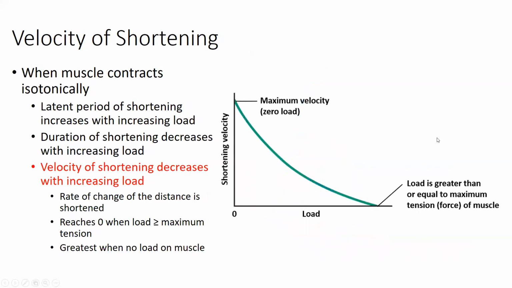And that's depicted in this graph. So if the load is 0, you have the maximum velocity. You can lift an empty box pretty quickly. And as the load becomes increasingly higher, the velocity will eventually drop off until this is a load that you cannot lift, until the velocity is 0. Okay, so there's that inverse relationship between load and velocity of shortening, how quickly that muscle can shorten.